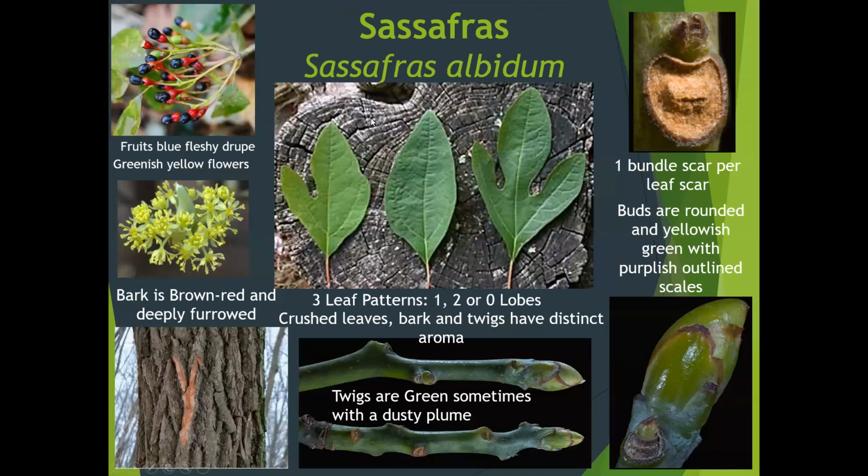Moving on from the oaks, we have a very unique tree. It's called the sassafras, Sassafras albidum. What's unique about this tree is that it can have 3 leaf patterns all on the same tree. So it can have, in the left-hand side of the center photo, 1 lobe, which makes it look like a mitt with 1 thumb, or it could have an entire simple leaf with no lobes, or it could have a leaf that kind of looks like a dinosaur footprint that has 2 lobes. So this can happen all on the same tree.